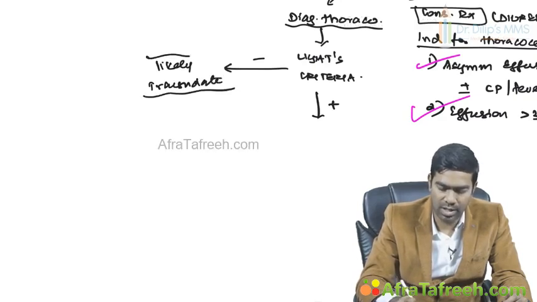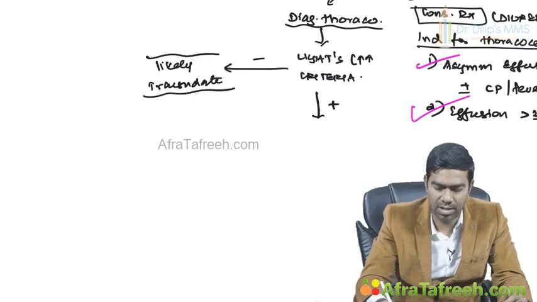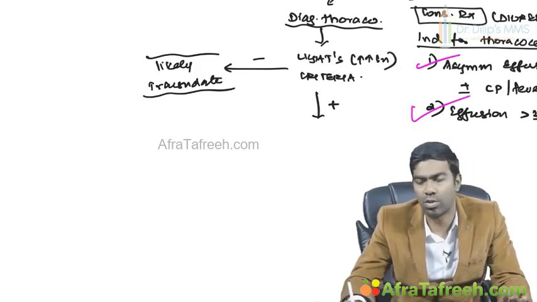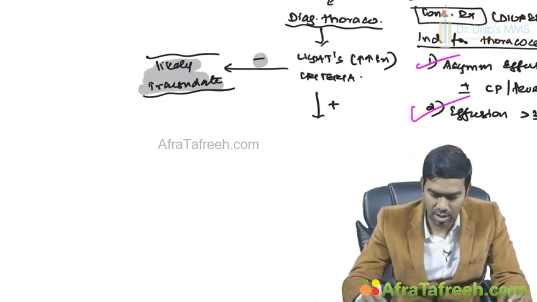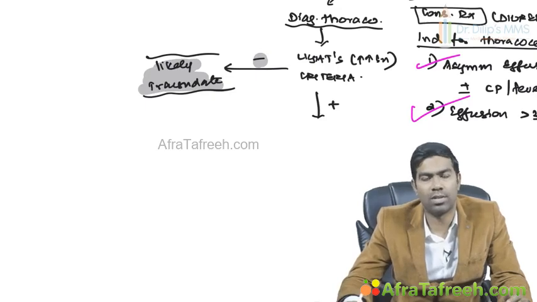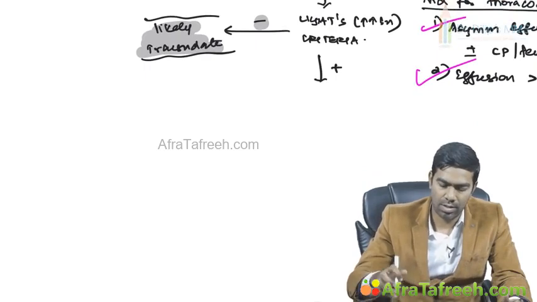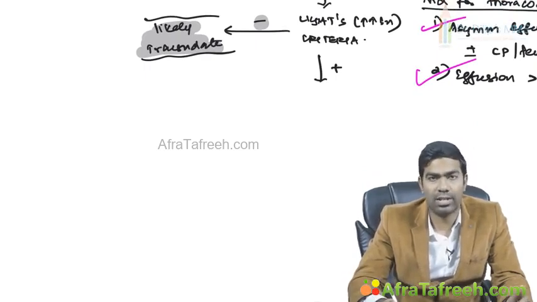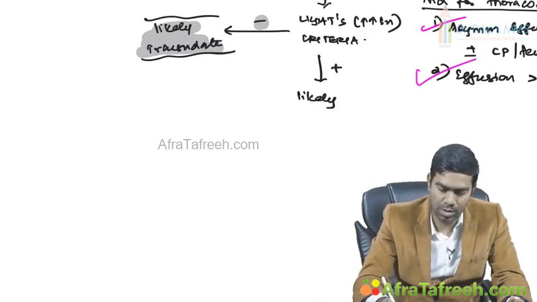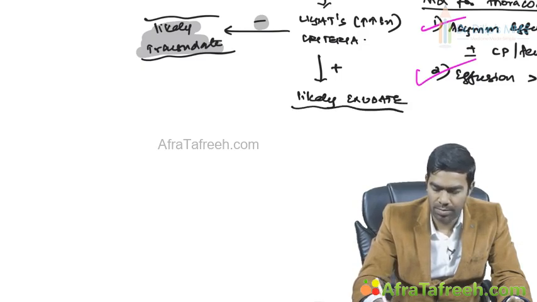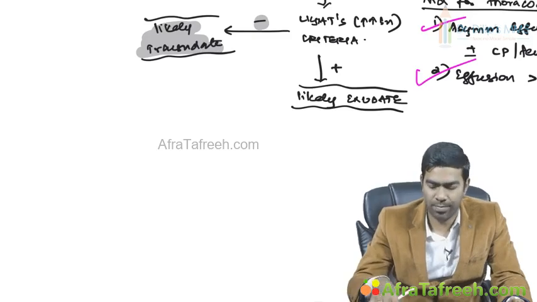Clear? Because Light's criteria have very high sensitivity. We have seen already it's not going to miss any exudate. So if it's negative, it's very likely a transudate. Look out for causes of transudate like cirrhosis, nephrotic syndrome and heart failure. Very commonly it will be heart failure. Now if the Light's criteria is positive, it's likely an exudate but not all the time. It could be a pseudo exudate also, but anyways, likely an exudate. Clear?